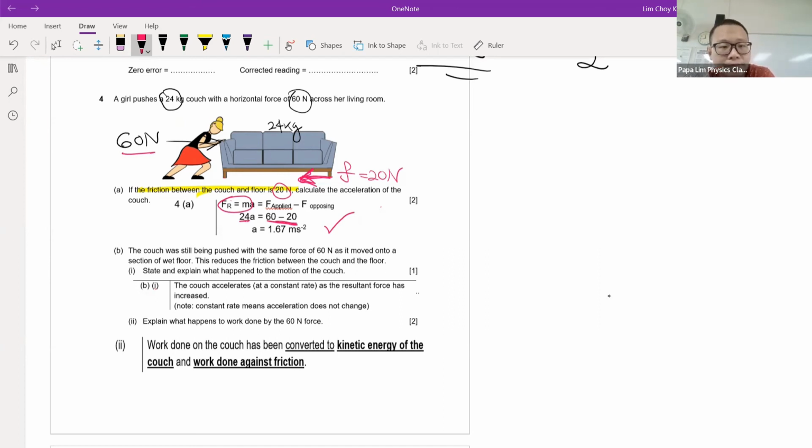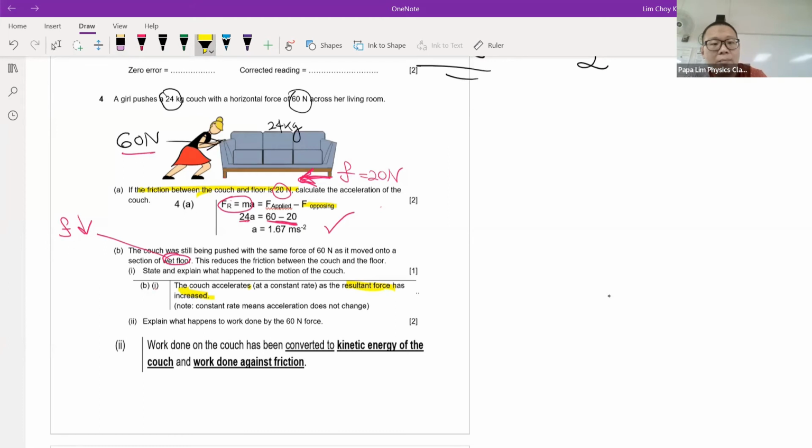Then the second part is they tell you that the force remains the same. But now they have a wet floor. Remember, wet floor means slippery, and wet floor means the friction has been reduced. When friction is reduced and the applied force remains the same, the resultant force, which is the keyword, has definitely increased. And when the resultant force increases, the acceleration of the object will also increase. That's why the motion of the object gets faster and faster.